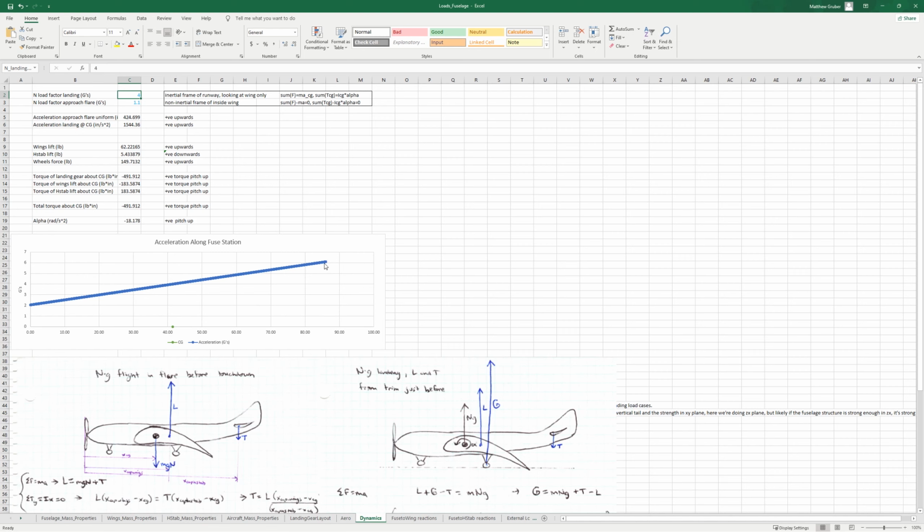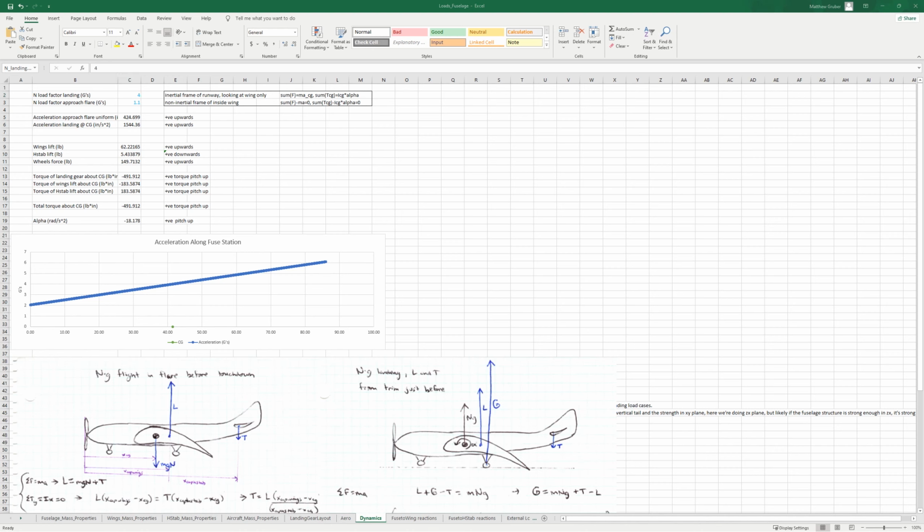The back of the school bus has more acceleration than somewhere between the school bus wheels. It's kind of a similar situation. But if you want to simplify your analysis, something you could do that wouldn't change too much in terms of the actual load numbers themselves would be to say, okay, we're going to estimate that the reaction of the landing gear goes directly through the CG.